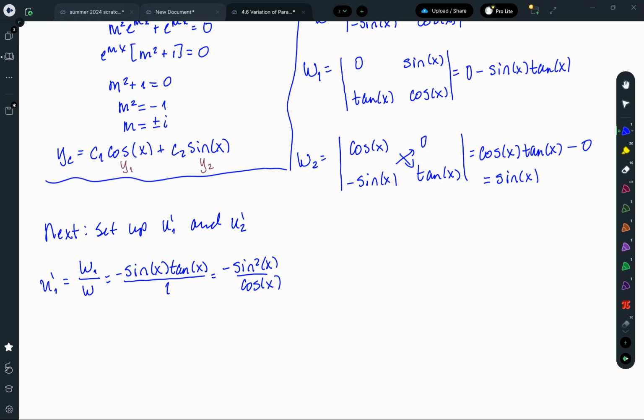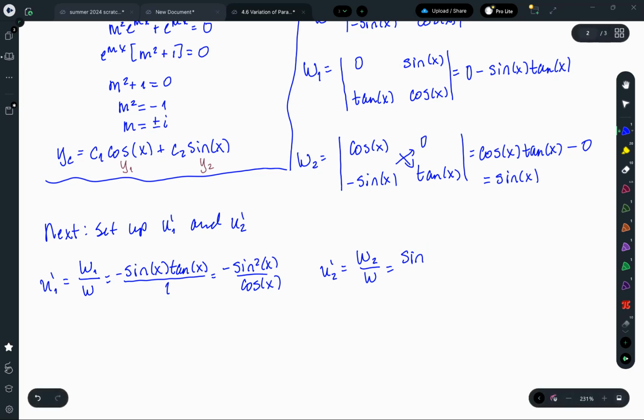Okay. The next thing is u2 prime. u2 prime is W2 over W, which is just going to be sine of x. I don't know why I wrote it that way. Sine of x all over 1. And that's just sine of x.